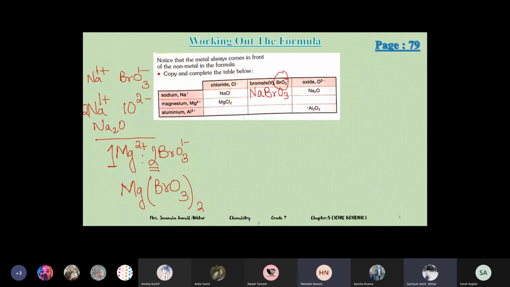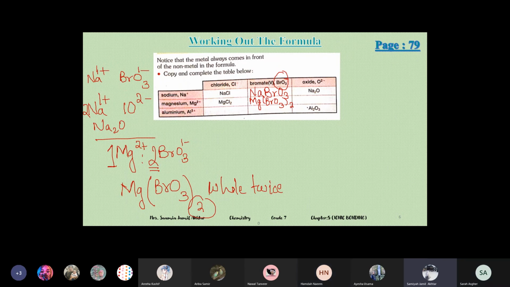It will be Mg(BrO3)2. We call it whole twice. We pronounce it as Mg BrO3 whole twice. If there is number 2, then we will call it twice. If there is 3, then we will call it thrice. That's how you say it, whole twice.